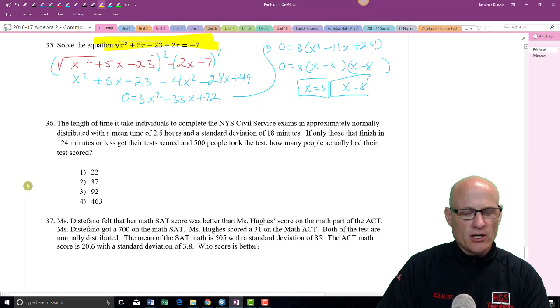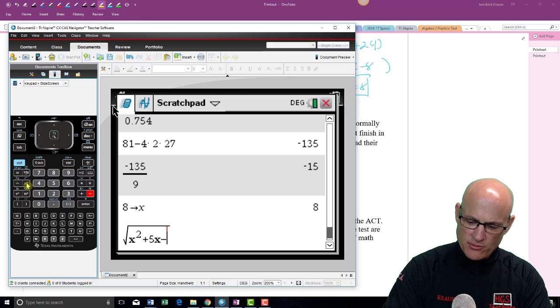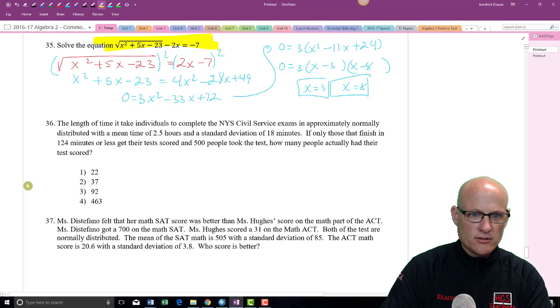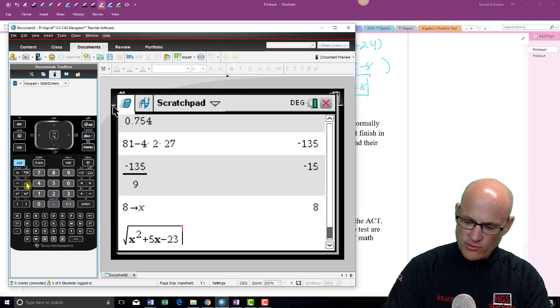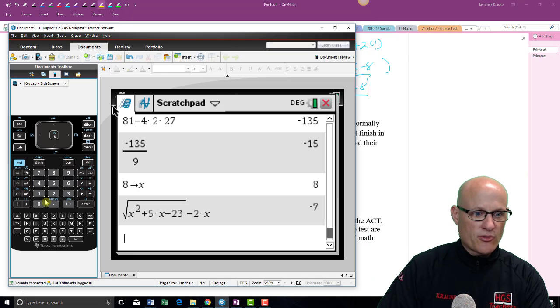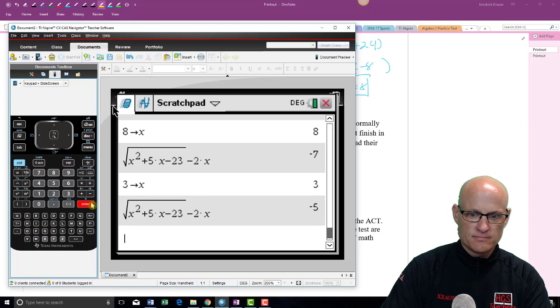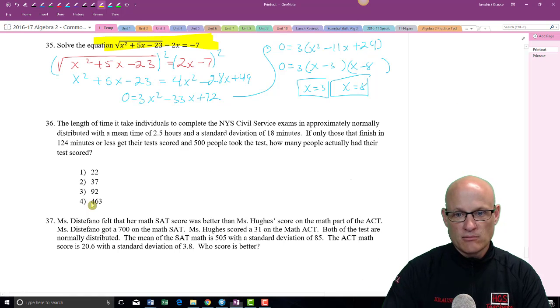X squared plus 5x minus 23 minus 2x. Negative 7, negative 7. Now I'm going to try 3. So 3, control var x, press enter. And, oh, negative 5. So the answer is just 8.